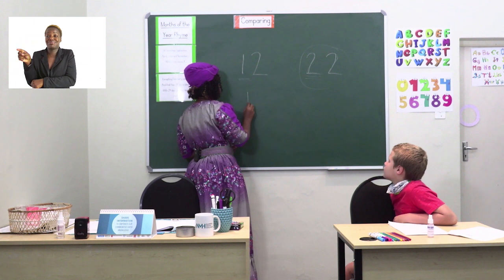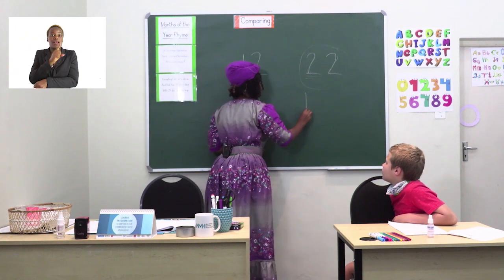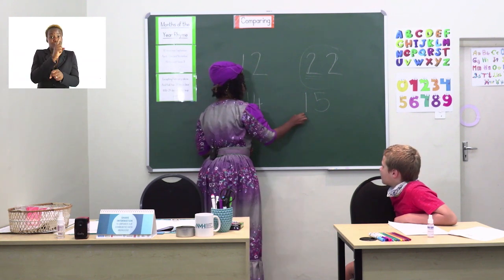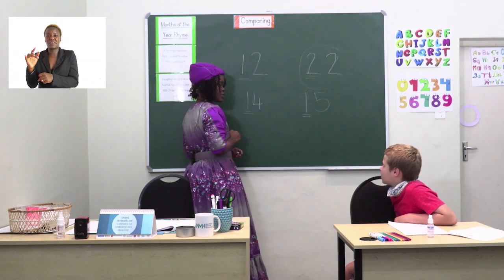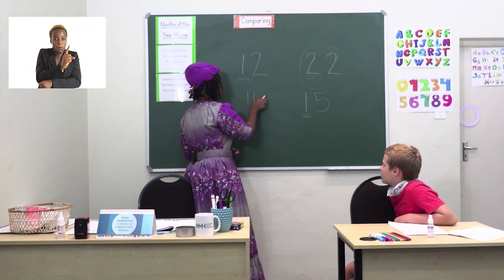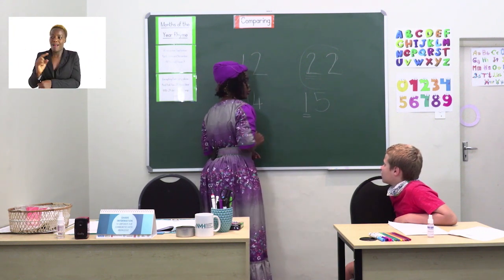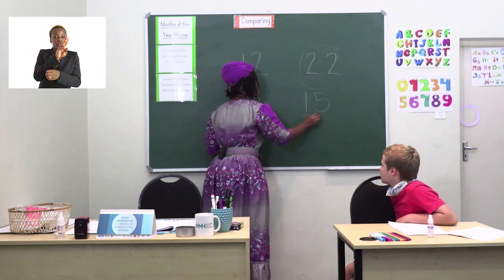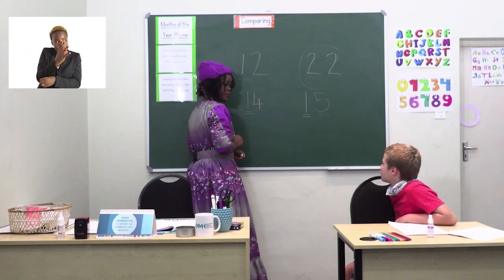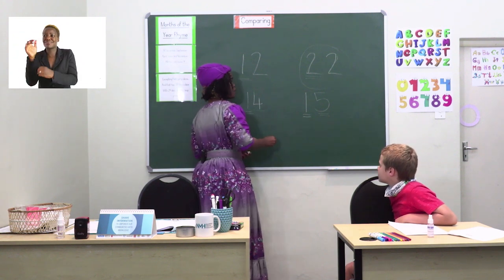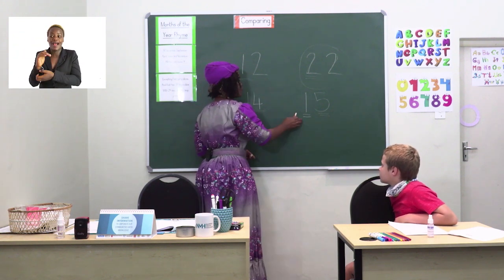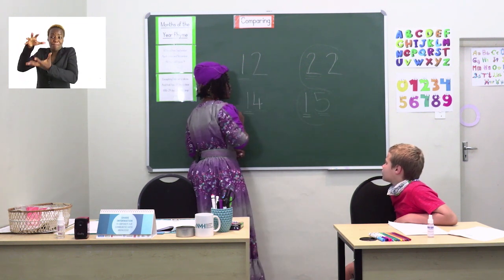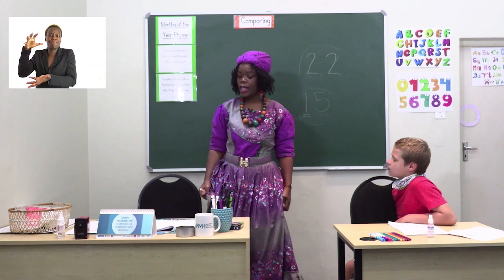Let's quickly look at this one, the 14 and a 15. When we look at the first numbers here, both of them are equal. They are the same. What do we do? We move on to the next number, which is on the unit side, and then we compare these two. Now, between 4 and a 5, which one do you think is bigger? The one with the 5. So, between 14 and 15, the number 15 is bigger than 14. That is how we also compare numbers.